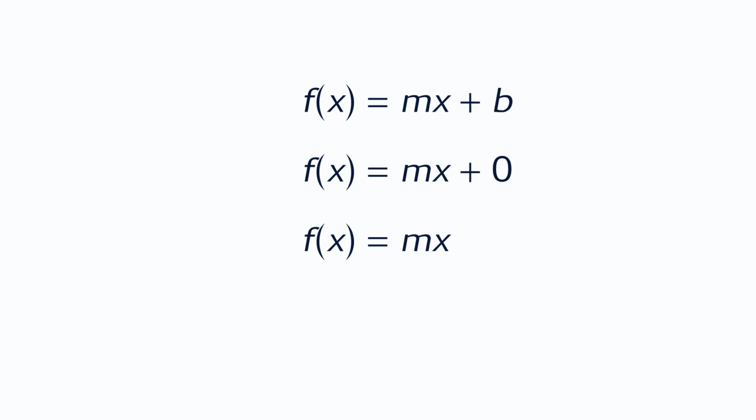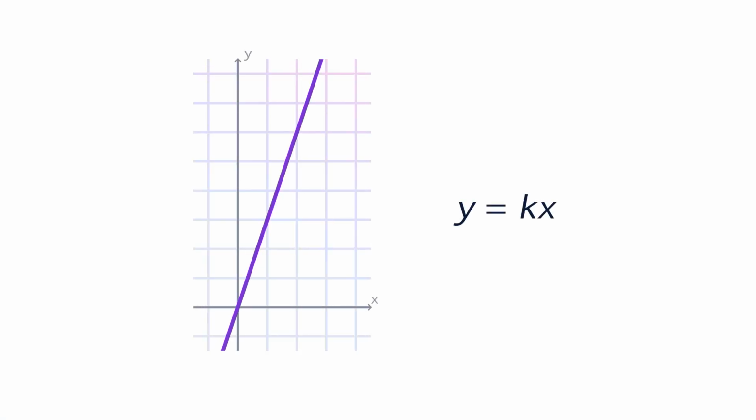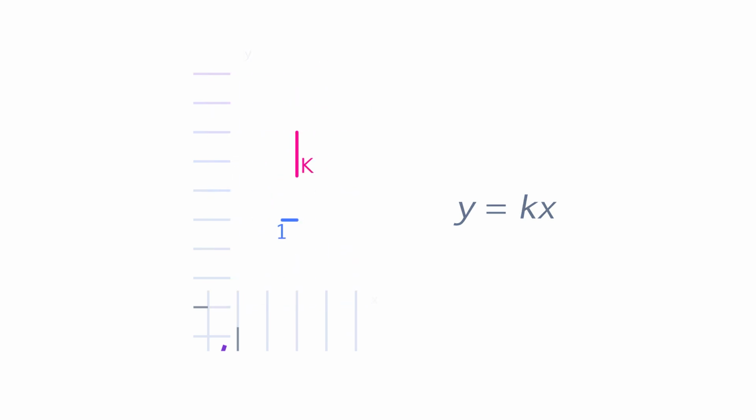When talking about proportional functions, it is common to use k as a symbol for the slope, m. The formula is therefore f of x equals k times x. You can also use y equals k times x, since f of x is the same as y. In more casual terms, proportionality is the relationship where if x increases by 1, then y increases by k.